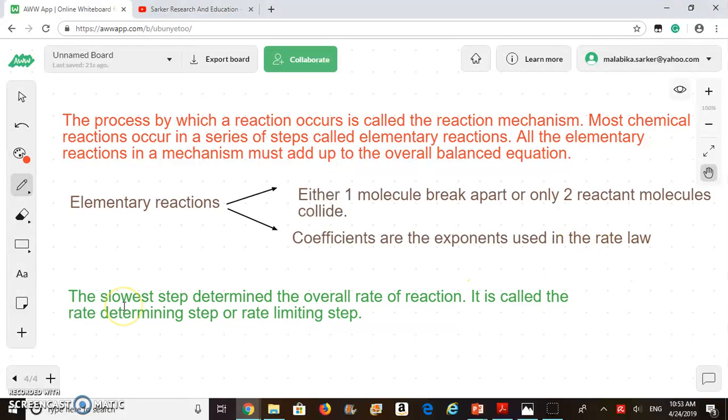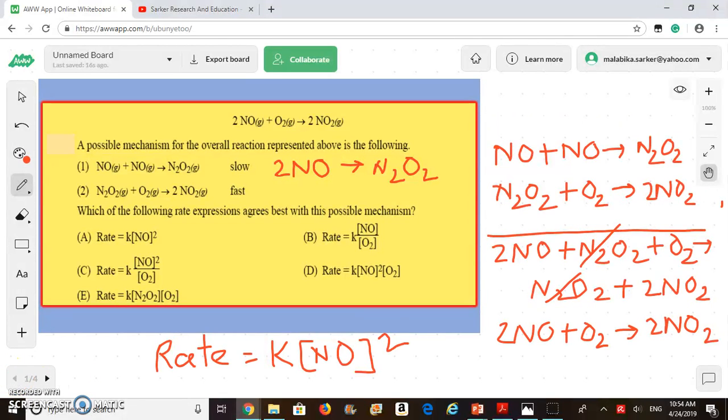Now, if you have a series of reactions, one of the reactions will be slower than the others, and the slowest step determines the overall rate of the reaction. It is called the rate determining step or rate limiting step. So knowing all this will make it easy to answer the question. So this is the overall equation, and these are the elementary steps, and this is the reaction mechanism. And as you can see, one of the steps is slow and the other step is fast.